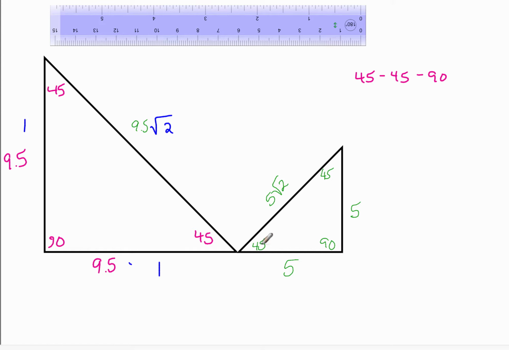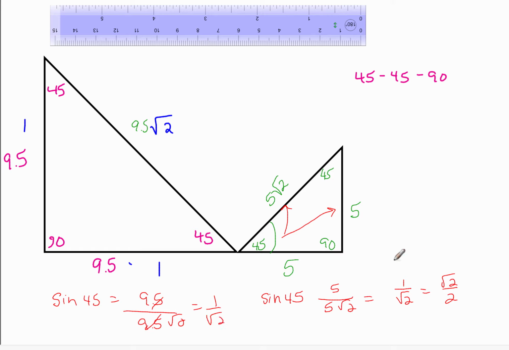So hopefully what we're trying to show you is that no matter what I do, if I wanted to take the sine of 45 degrees, it is the opposite over the hypotenuse. And when that reduces, I get 1 over radical 2, which is radical 2 over 2. Same thing would happen over here. The sine of this 45 is the opposite, 9.5 over 9.5 radical 2. They cancel out, we get 1 over radical 2, which rationalizes to radical 2 over 2.